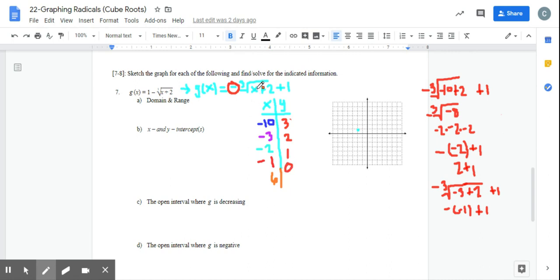And then plug in a 6. 6 plus 2 is 8. The cubed root of 8 is 2, but it's a negative, so negative 2 plus 1 is still a negative 1. Okay. So now we're going to graph all of these.